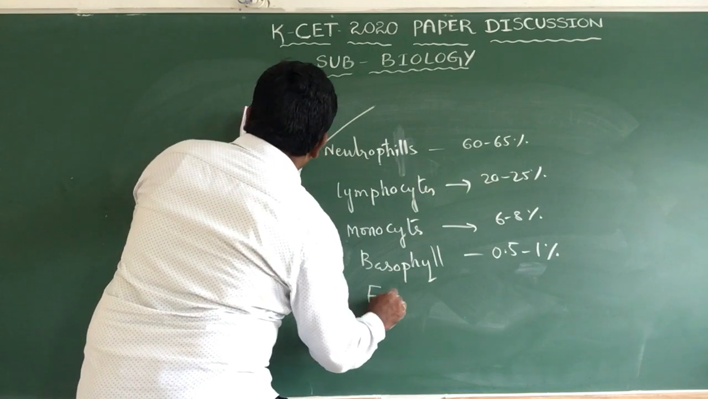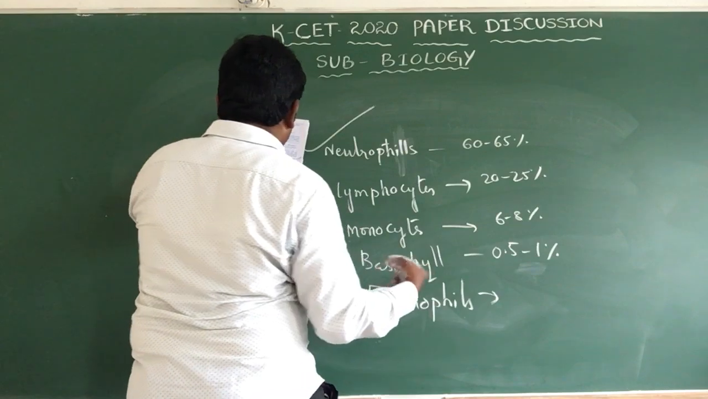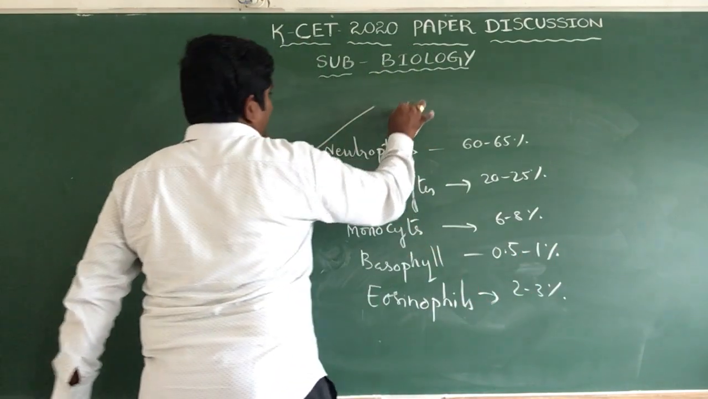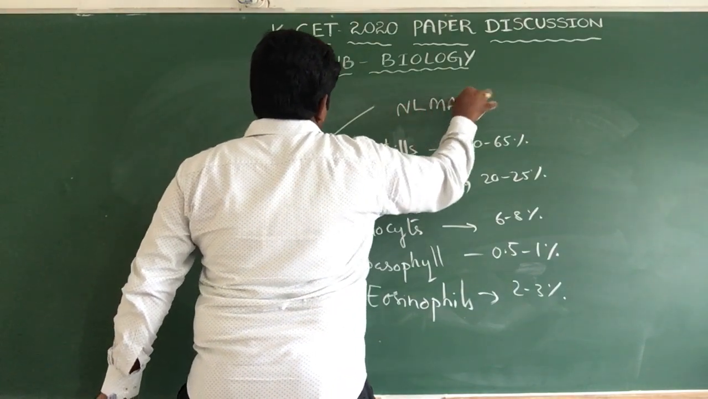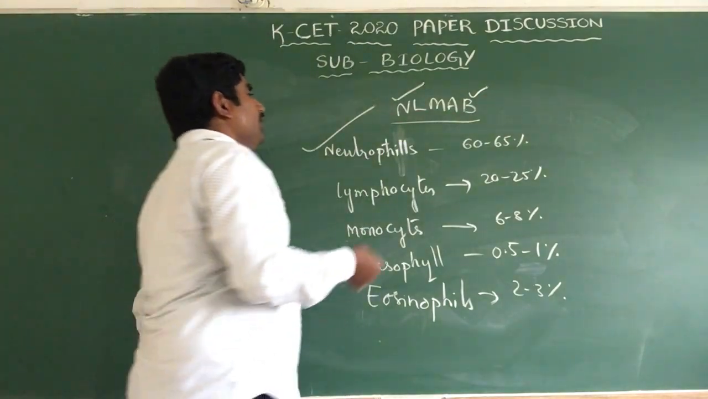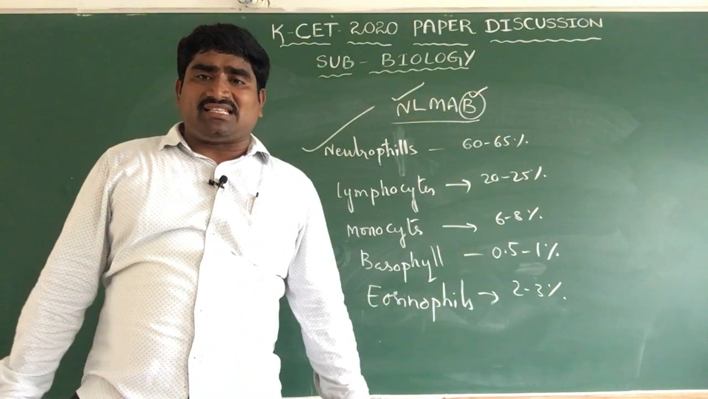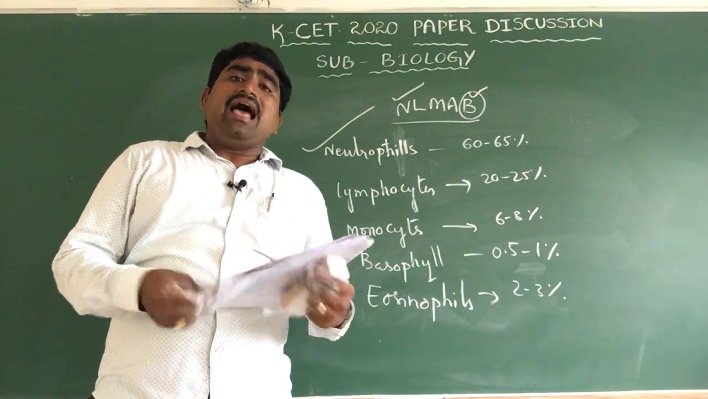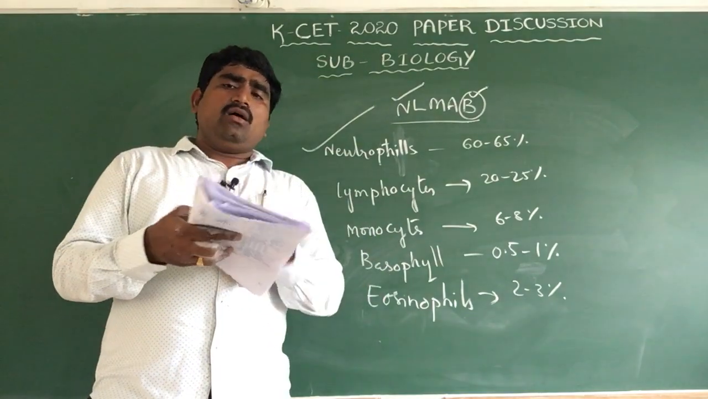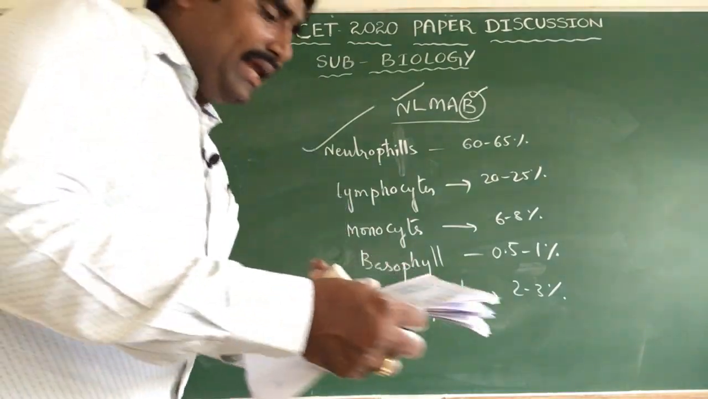And eosinophils are 2 to 3 percent. So the answer is NLMEB. This is the code to remember. This is the highest number, this is the lowest number. The lowest number is 0.5 to 1% basophils. These are the percentages in blood. The highest number is neutrophils and the least number is basophils. Next, now let us see this diagram.